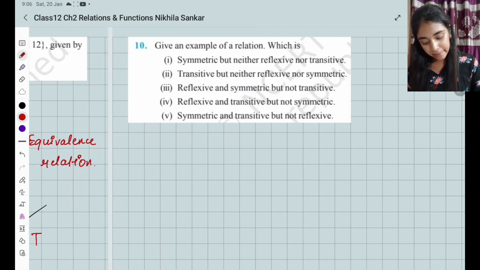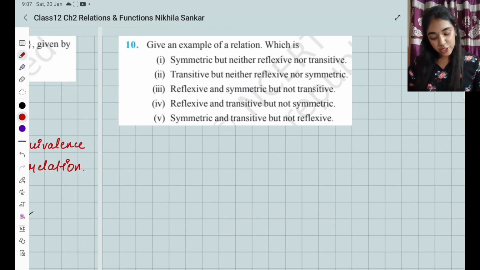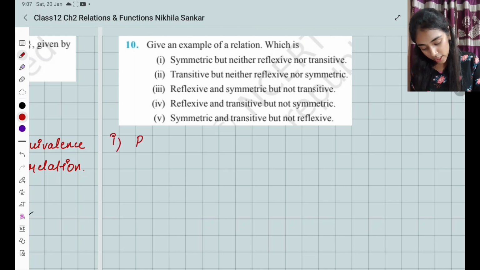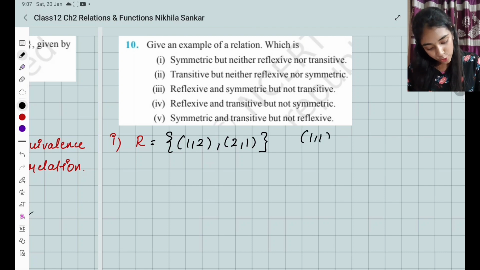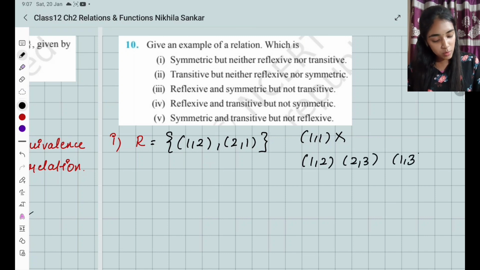For question number 10, give an example of a relation which is symmetric but neither reflexive nor transitive. What does that mean? We can simply give just one example. Relation R is going to be you have 1 comma 2, 2 comma 1. So what is this? It is only symmetric. For reflexive, you should have 1 comma 1, which is not there. For transitive, if you have 1 comma 2 and 2 comma 3, you should have 1 comma 3. That is also not in our relation. So this is the simplest example that you can think of.